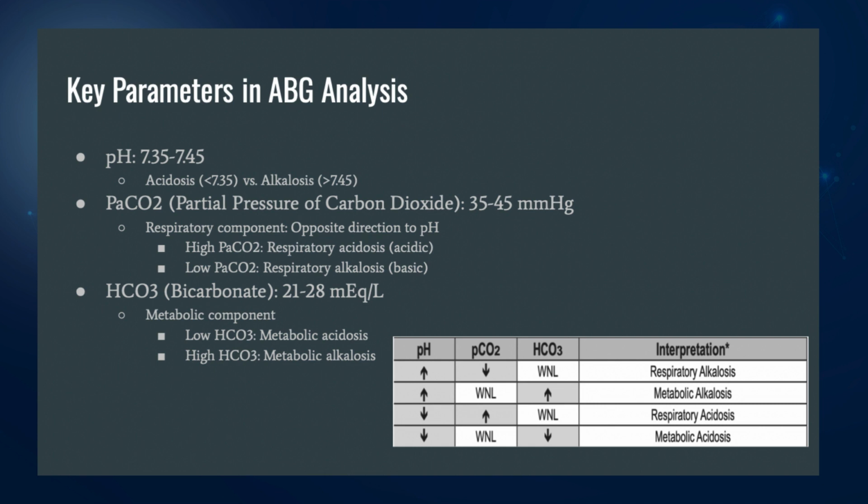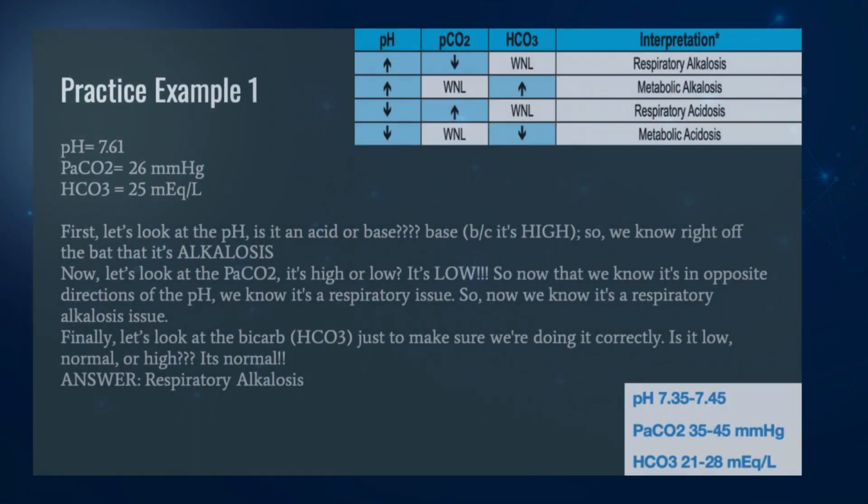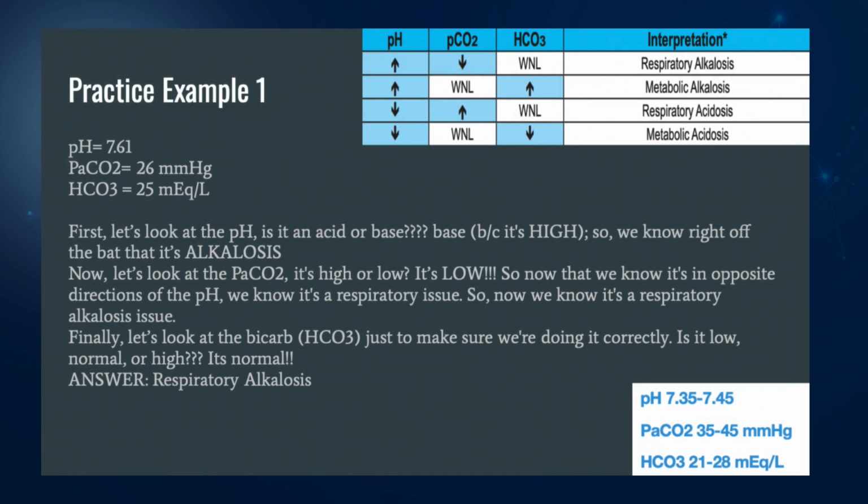Okay, now let's go on to discussing a few problems, and we will go through everything and make sure that we fully understand what these problems are talking about. So, question 1, practice example 1. We have a pH of 7.61, and we have our normal ranges in the corner over here. So 7.61 is higher than the range. So basically, we see that pH is high.